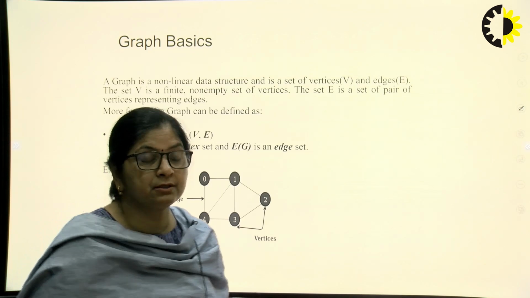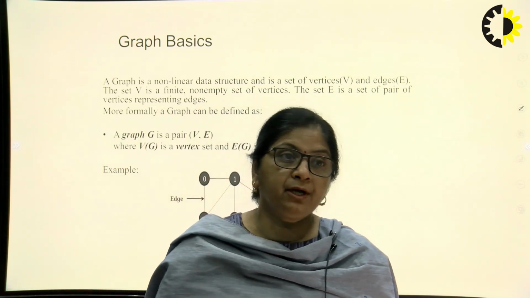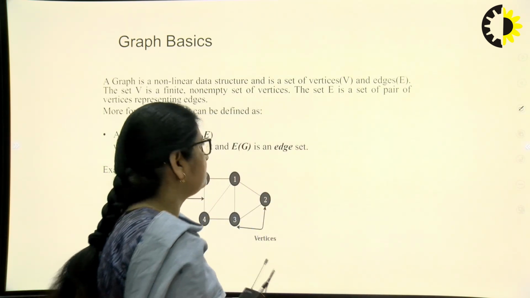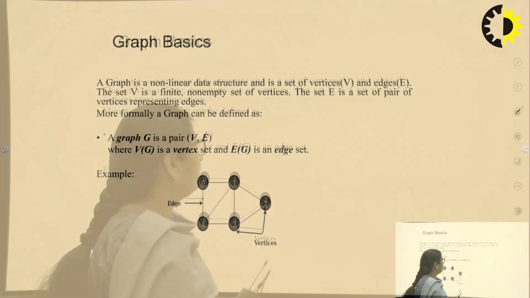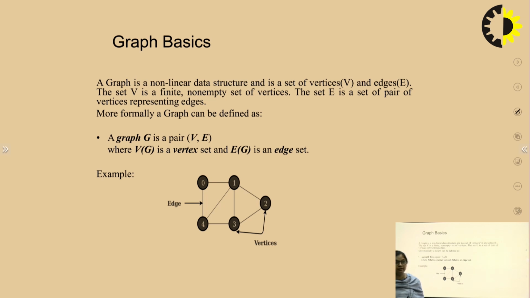What is a graph? We have two types of data structure: one is linear data structure, another is non-linear data structure. When we have data which can be stored linearly, meaning the relationship is linear between different elements, different objects, then that can be represented with the help of a linear data structure. But sometimes we have a relationship which cannot be represented linearly.